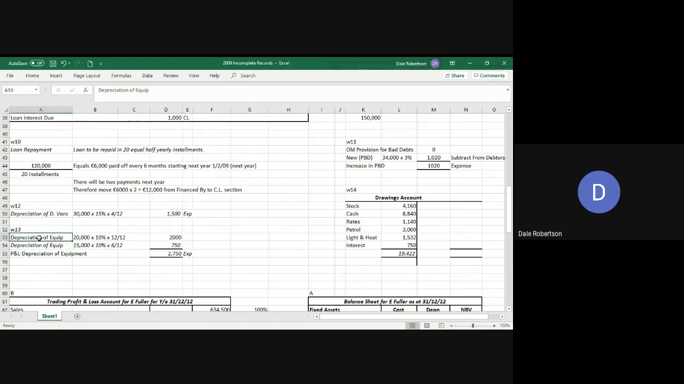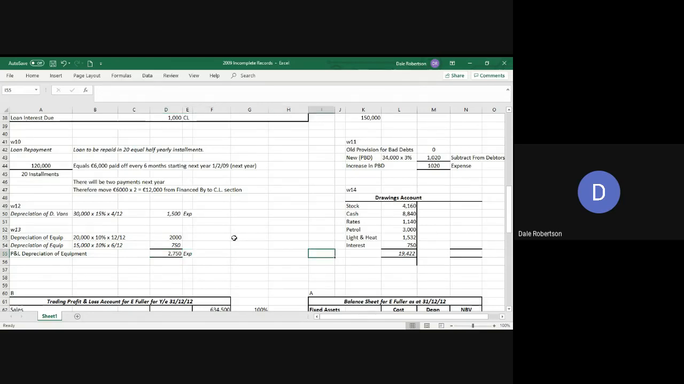Now, depreciation of equipment is slightly different because we had some equipment at the start of the year, 20,000. So therefore, that is by 10% for the full year. And then you have other equipment which you bought during the year, €15,000 worth of equipment which you bought halfway through the year. So therefore, that is 15,000 by 10% by 6 over 12. You have to add the 2 bits together to get your full expense, which is 2,750, also relevant to the fixed assets.